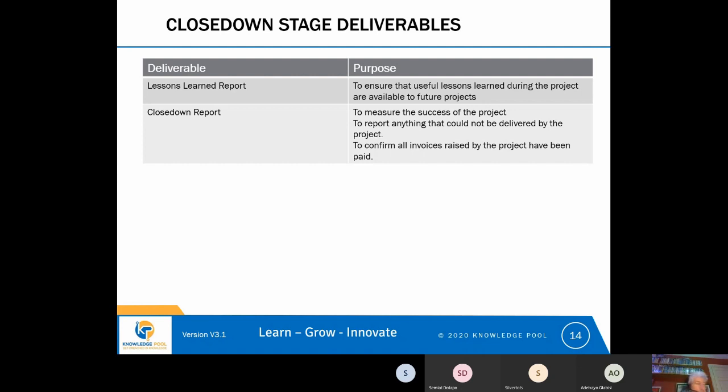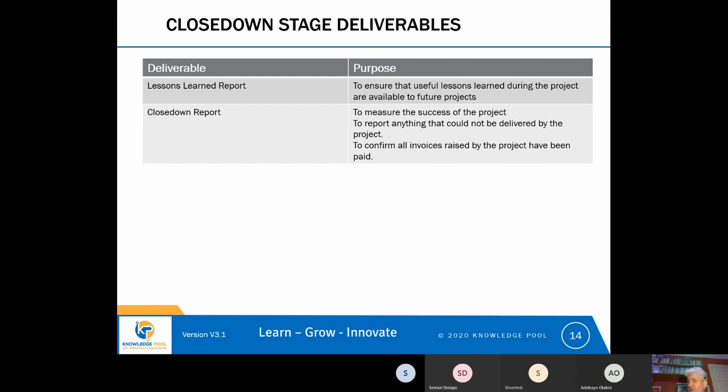So the project can learn lessons throughout its life, but it should log them so that at the end of the project, a lessons learned report can be produced where the lessons that are going to be useful to the organisation in future, or to a future project that's working in the same area, those lessons need to be made available to the next project that might need them.